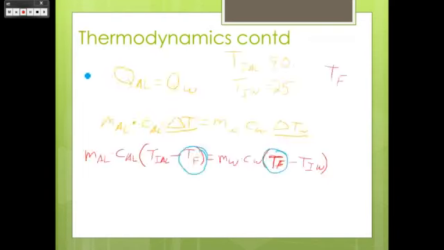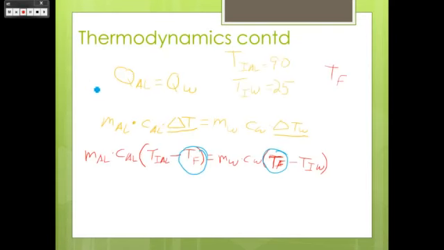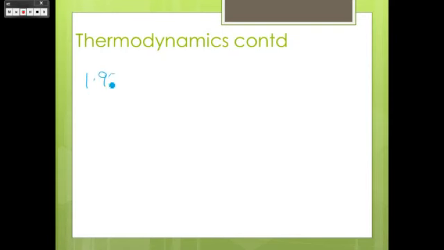So the mass of the aluminum was 1 kilogram. The specific heat capacity of the aluminum was 900, and we knew the initial temperature was 90 minus our TF, and set that equal to the mass of the water, which was 4 kilograms, times the specific heat capacity of the water, times the final temperature minus our initial temperature.